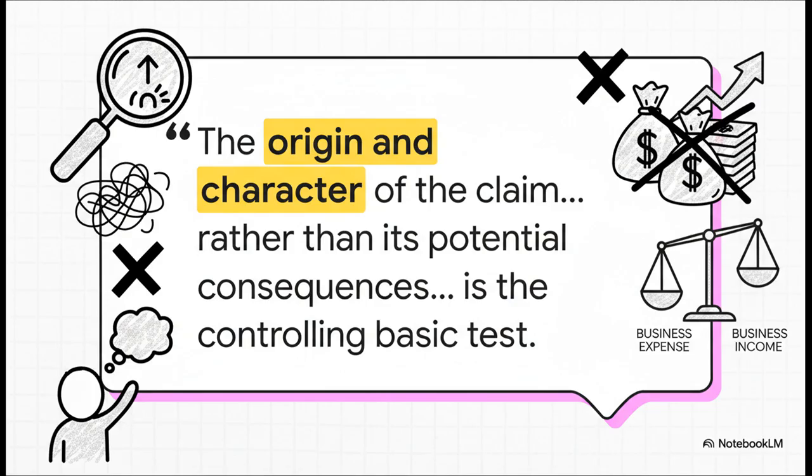And here it is, right from the court's own words. The key phrase is origin and character of the claim. The test isn't about the consequences of the lawsuit. So a taxpayer can't just say their legal fees are a business expense because losing would have wrecked their business. And by that same logic, the IRS can't say a settlement is business income just because it helped the client financially. No, you have to look to the source.